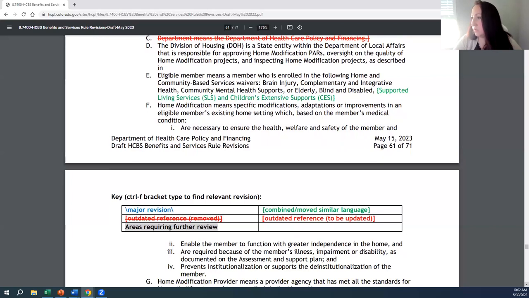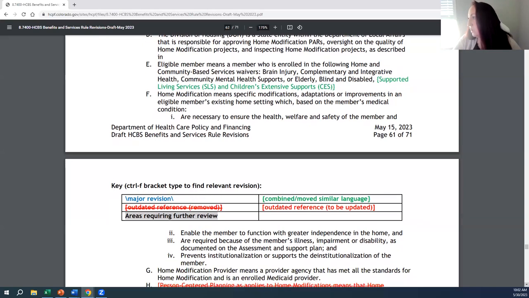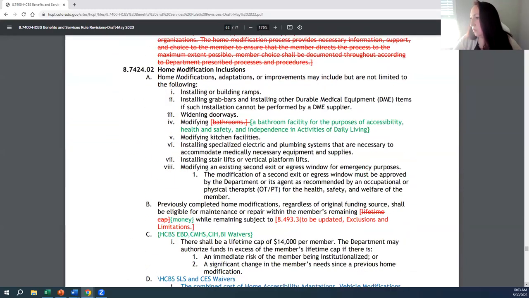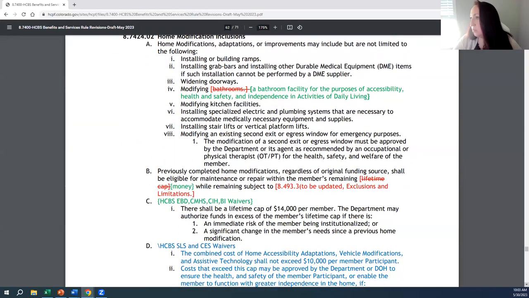And then under E, we've just added for the eligible member means a member who is enrolled in the following home and community-based service waivers and had added supported living service and children's extensive support. And under home modification inclusions, under number four, modifying a bathroom facility for the purpose of accessibility, health and safety, and independence in activities of daily living.